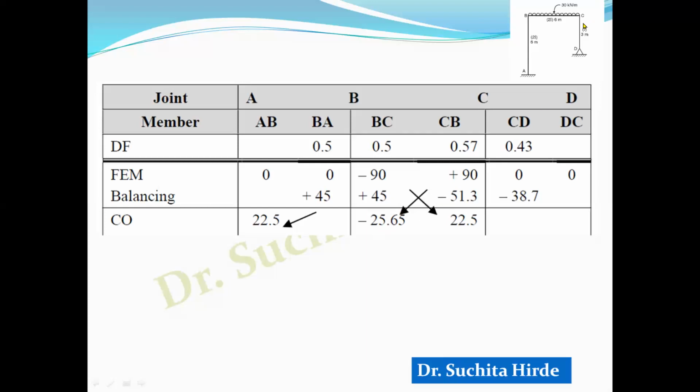Now from CD to DC, there will not be any carryover here because this is a hinge support. So if there is a hinge support, there will not be any carryover. But if it is a fixed support, there will be carryover. This is how to decide how many carryovers will be there in the analysis. So this completes one cycle. So repeat this cycle and calculate the final moment due to external load.